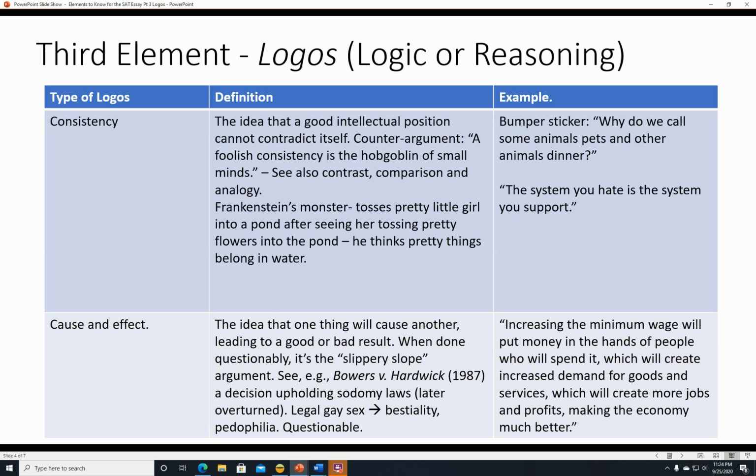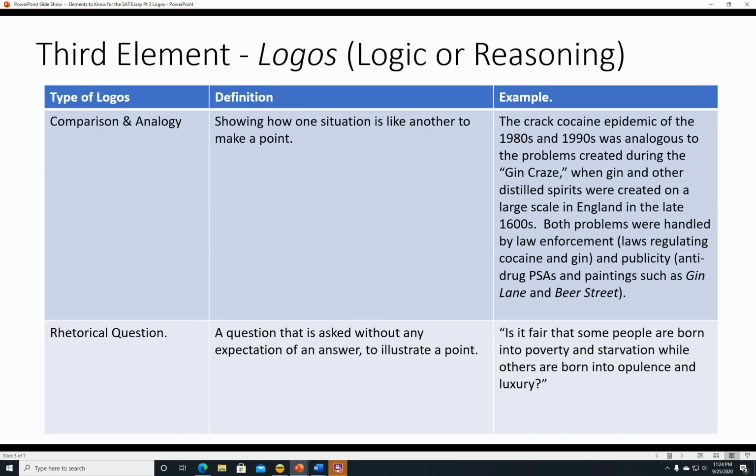So the idea is, okay, well, it would make sense if you pay minimum wage workers more money, they have more money. Well, what do people who still don't have a lot of money do? They spend the money they have because they need things or want things. So it'll create an increased demand for goods and services because they have more money to spend, and that will create more jobs because someone has to manufacture these things, someone has to distribute them, someone has to sell them. All right, so that would probably make the economy better because more money would be moving around.